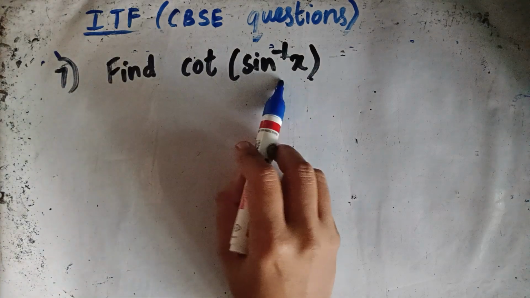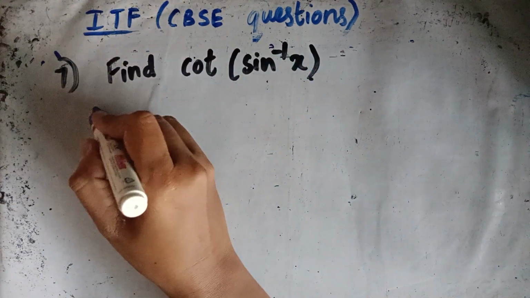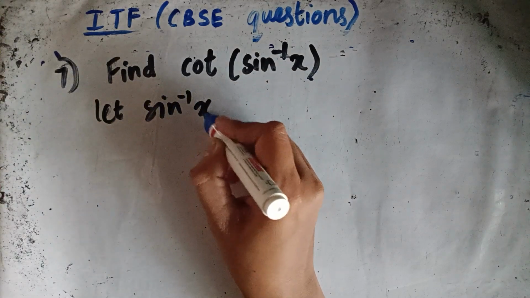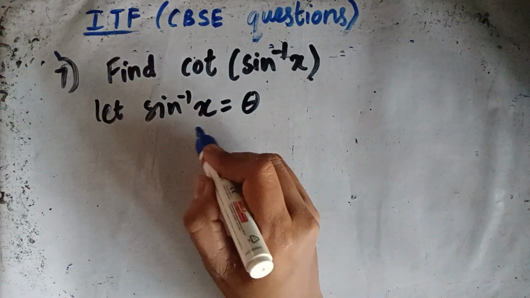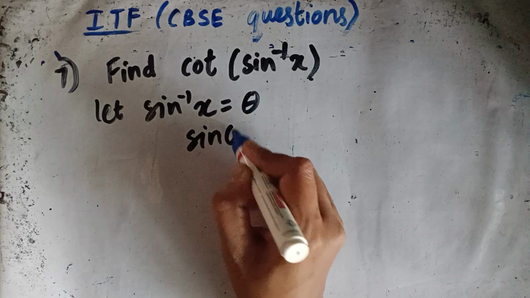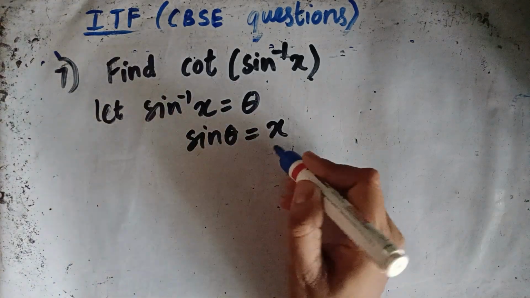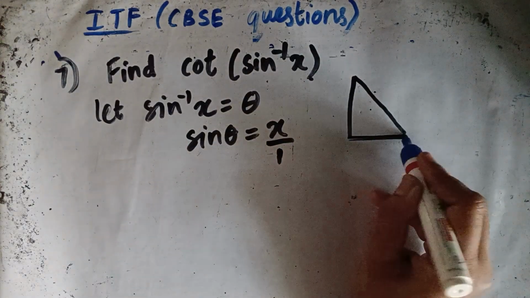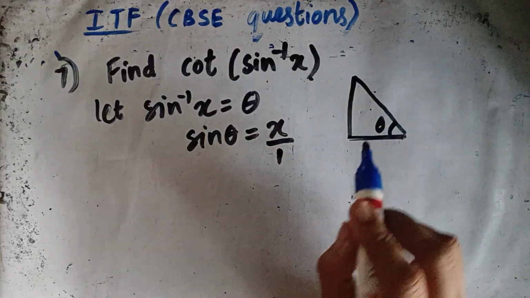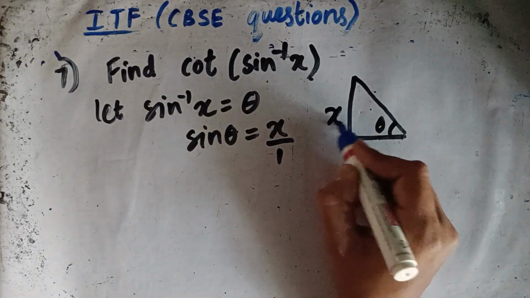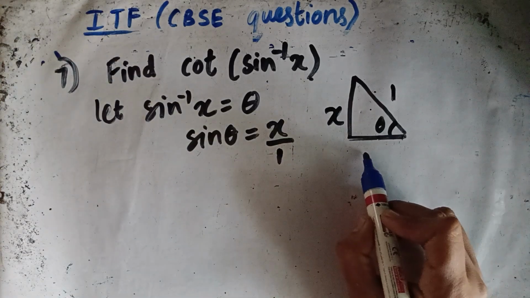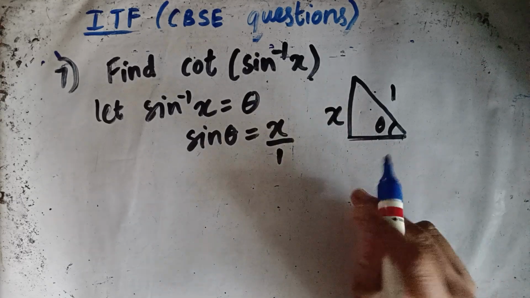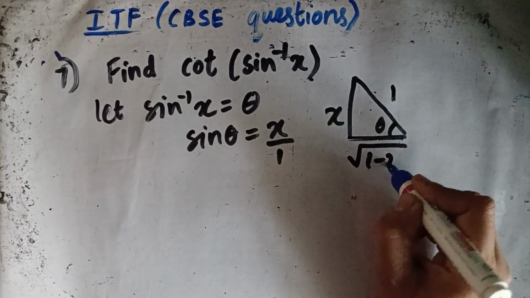So you have to find value of this. Okay. So we can take, let's say, sine inverse of x as some theta. Okay. So your sine theta is x. This is nothing but x by 1. Okay. When you draw the triangle, suppose this is your theta, sine theta is opposite upon hypotenuse. Okay. So what will be the value of adjacent? Using Pythagoras theorem, we will get root of 1 minus x square.